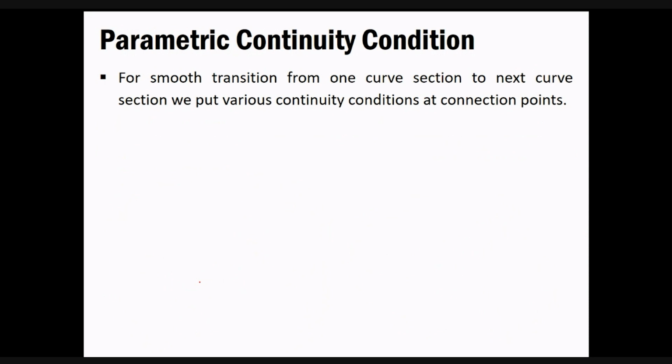We want something that looks continuous in nature, and that would at the end make some shape. Suppose it is a boy shape or something, we want it to be very perfect. So for smooth transition from one curve section to the next curve section, we put various continuity conditions at the connecting points.